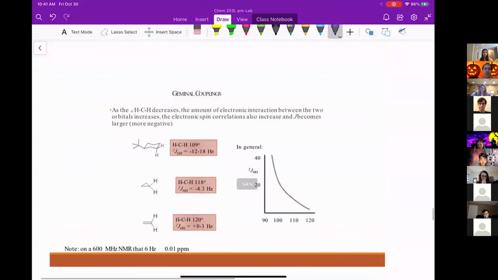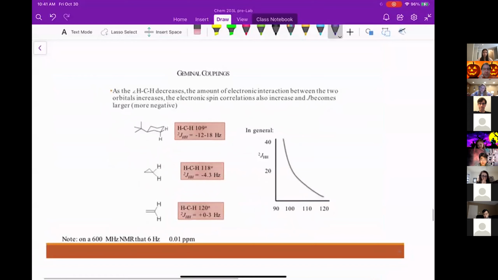Okay. Now, geminal coupling is a fairly small coupling. It is affected by angle. This is kind of interesting. If you look at the 3 angles that we've got here, 109 degrees, 118 versus 120 degrees, the amount of geminal coupling, 12 to 18, 4.3, or 0 to 3 hertz. So remember I said coupling can give you information about angles, and that's kind of nice.